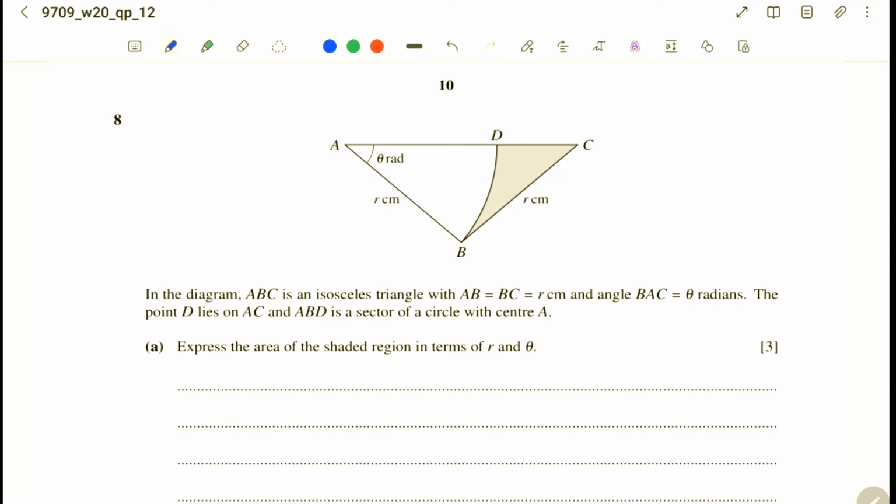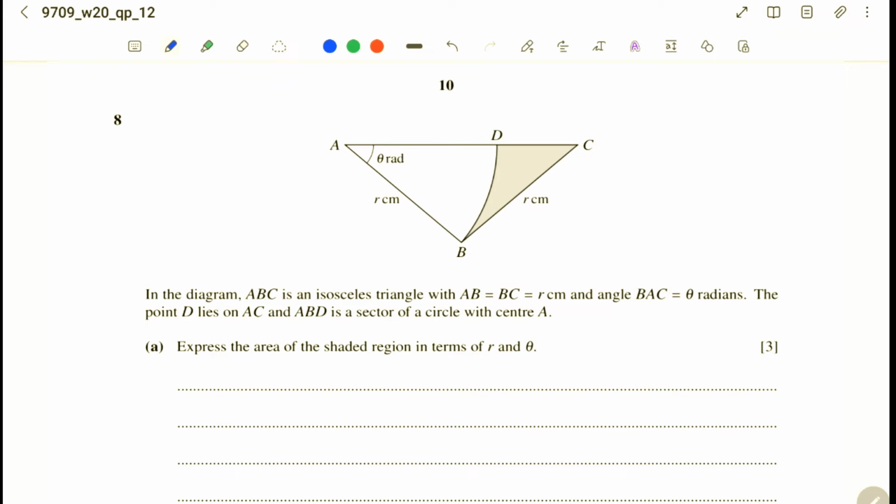Next, question number 8. In the diagram, ABC is an isosceles triangle with AB equal to BC equal to r centimeters and angle BAC equal to theta radians. The point D lies on AC and ABD is a sector of a circle with center E. Express the area of the shaded region in terms of r and theta.